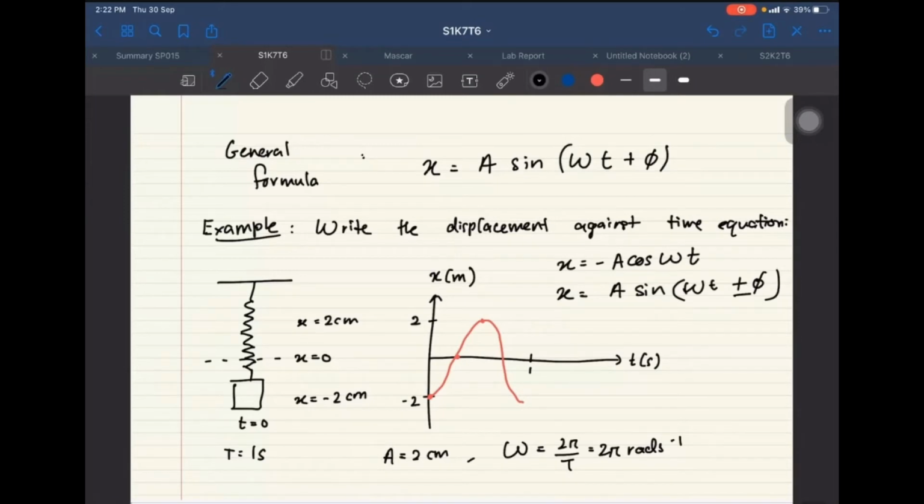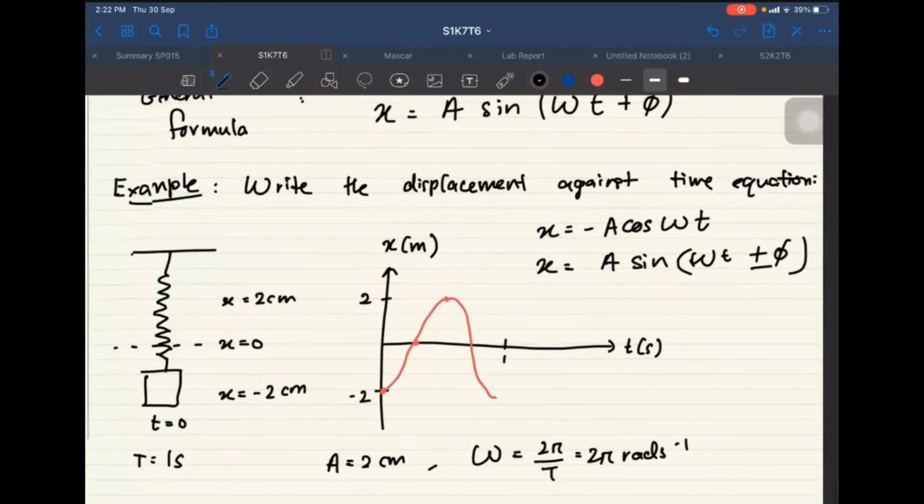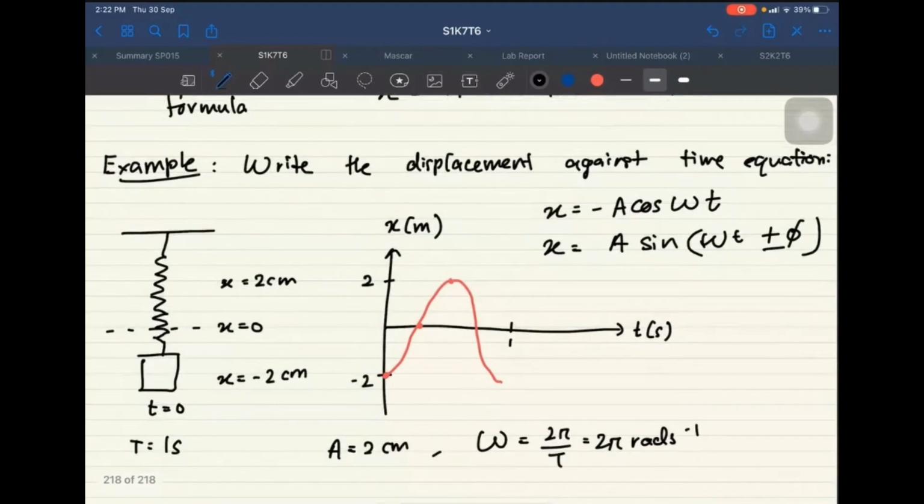Macam mana nak determine tu? Okay, you have to look at this equation lah, this graph, sorry. So this is a negative cos graph. Kalau saya cakap negative cos graph ni sebenarnya adalah a sine graph that has been shifted. Kamu percaya ke tidak? Percaya sir. Kena percaya lah kan. Percayalah. Basically, cos ni adalah sine graph yang telah bergerak.